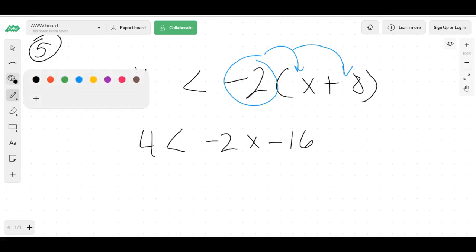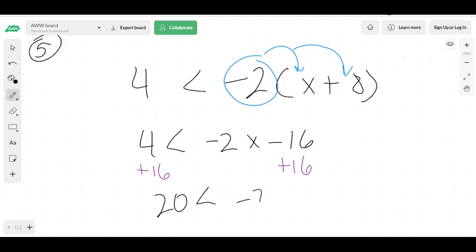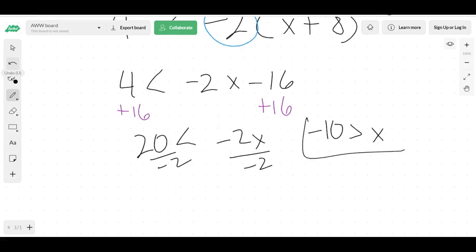Now from here, I would like to add 16 to both sides, because it's a minus 16, so that's going to give me 20, and then negative 2x. And then anytime we divide by negative, again, it's going to flip the sign. So when it flips the sign, what I'm going to get is negative 10 is greater than x. And then if we were to graph this answer, what you'd have is your negative 10.